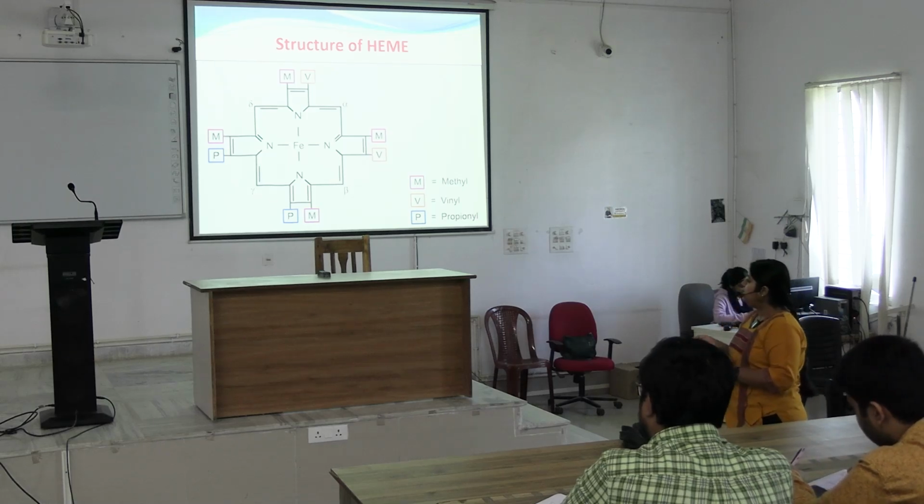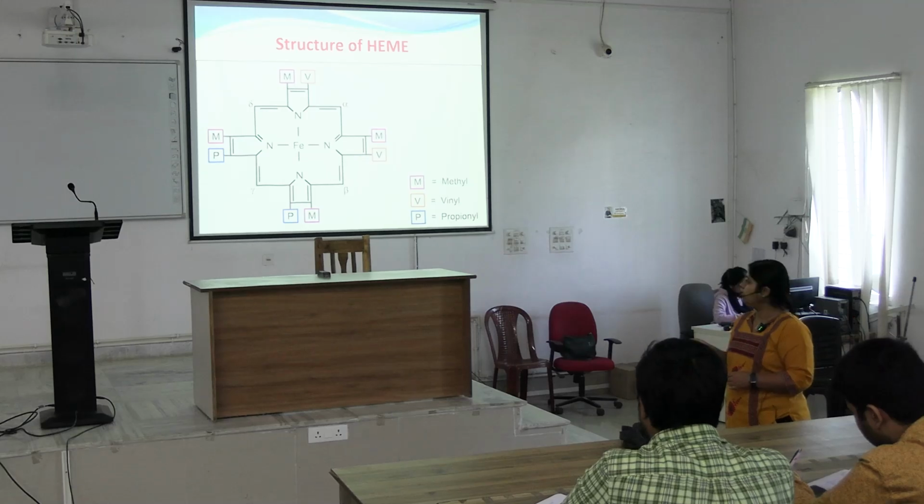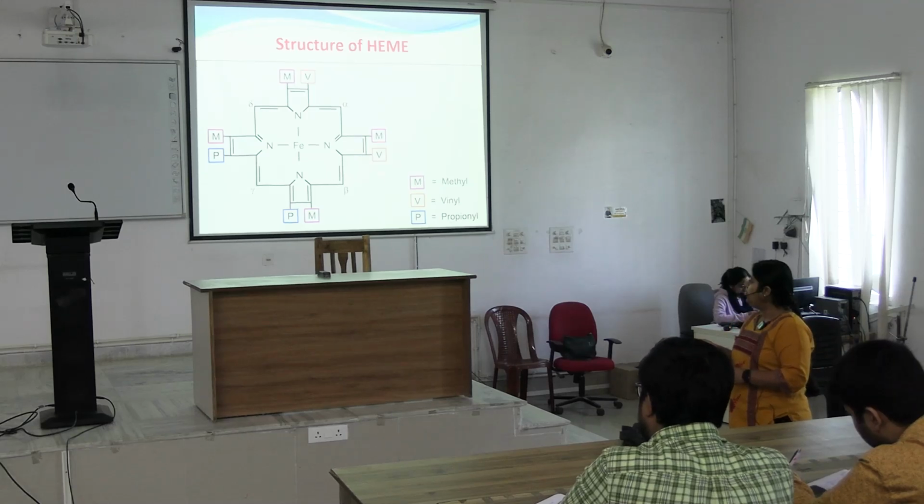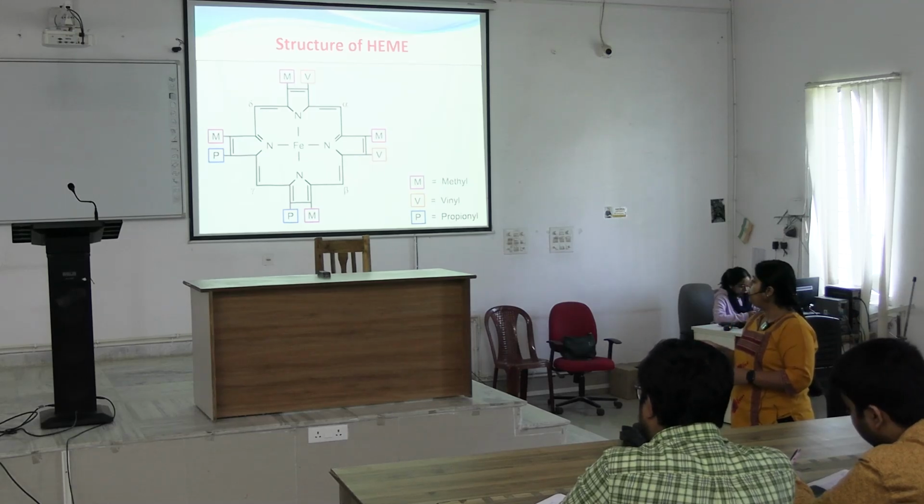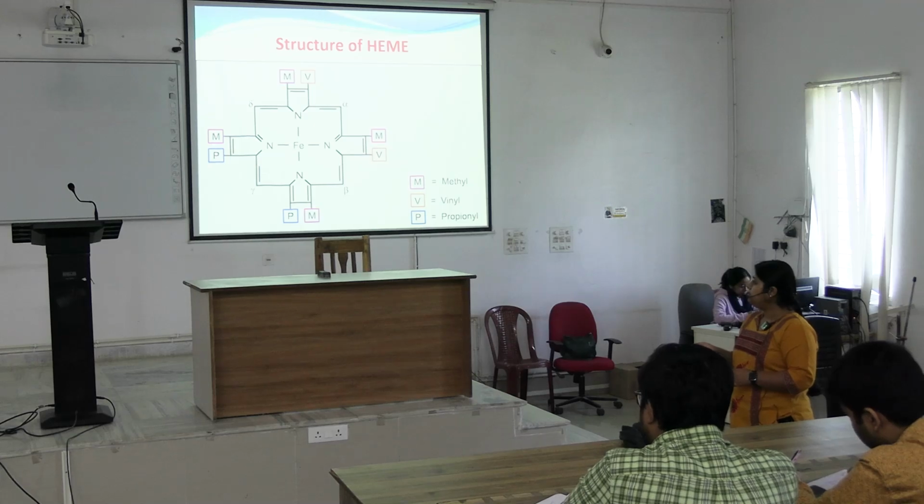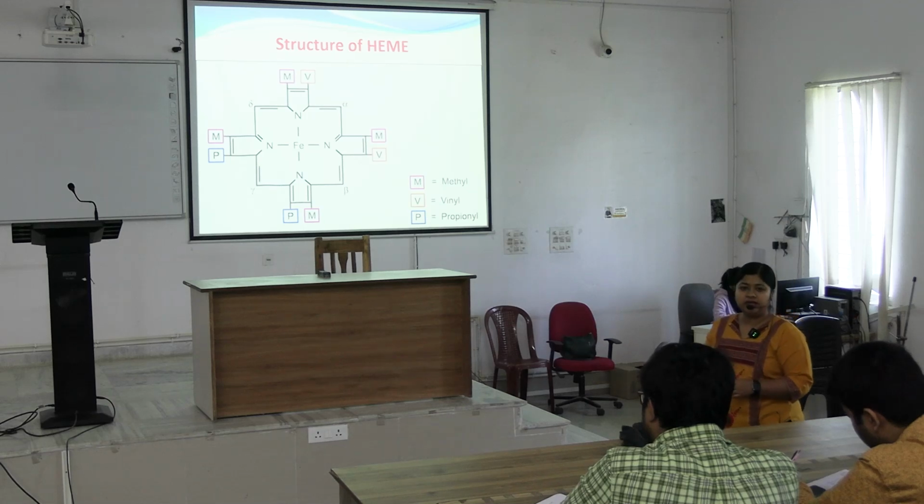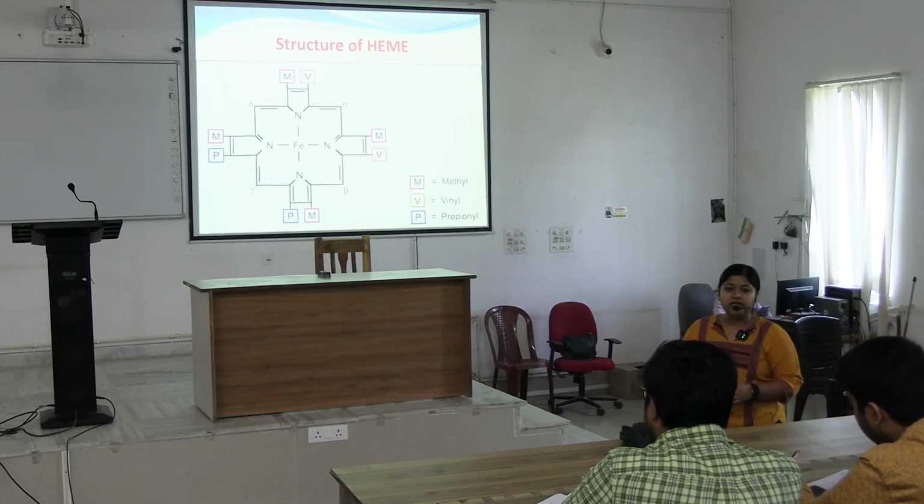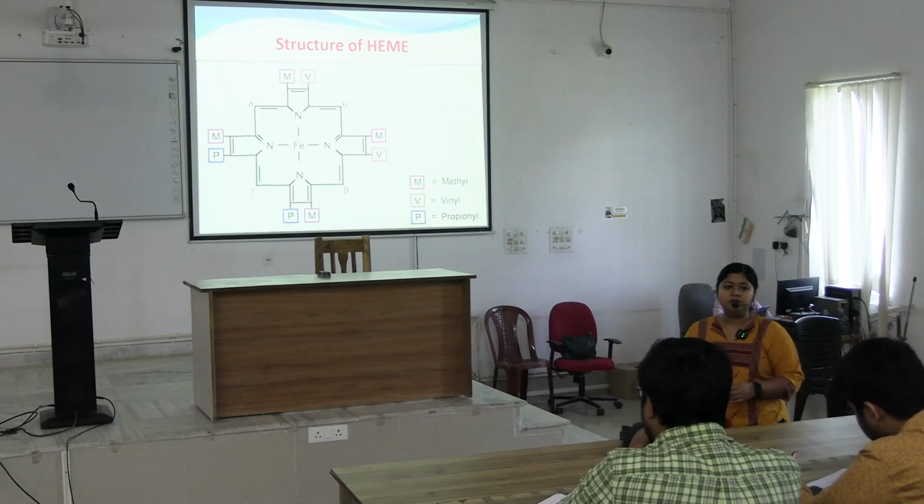And what are MVP? They are the side chains of methyl group, vinyl group or propionyl group. So this sequence is fixed for heme structure, like 1, 2, 3, 4, 5, 6, 7, 8. These positions are fixed for heme. What happens in heme breakdown? First step, heme oxygenase acts on heme to produce biliverdin.